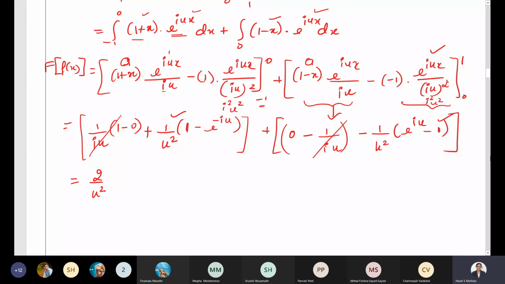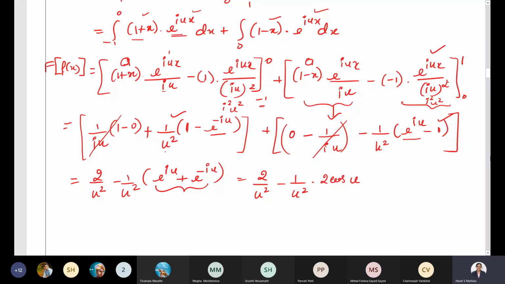Now write what is remaining. Here it is: 1 by u square into e power minus iu, and minus 1 by u square into e power iu. So if I take the minus sign outside, that is 1 by u square, what will remain? e power iu plus e power minus iu. Minus 1 by u square I have taken outside. So that is equal to 2 by u square minus 1 by u square into, what is this? In yesterday's class I have proved this: e power iu plus e power minus iu is the same as 2 cos u. Am I correct?